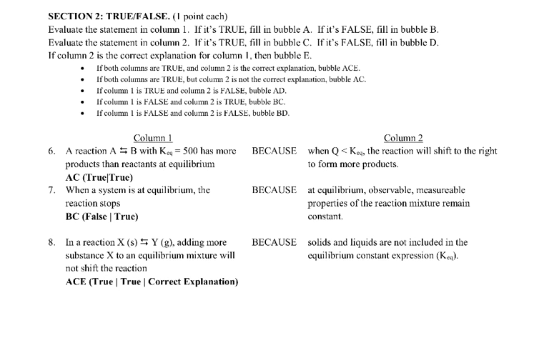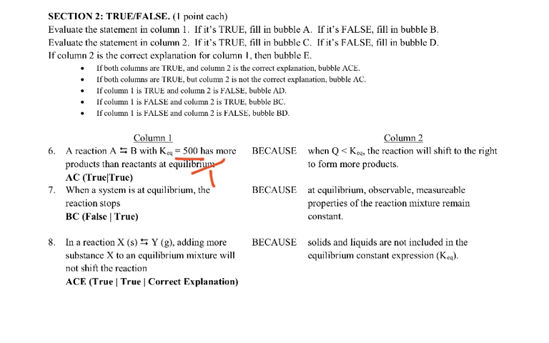Okay, these kind of problems are always a challenge. A reaction A turns into B with a KEQ of 500 has more products than reactants. Okay, if the KEQ is larger than 1, then we know that that is product favored because KEQ is products over reactants. So this is a true.